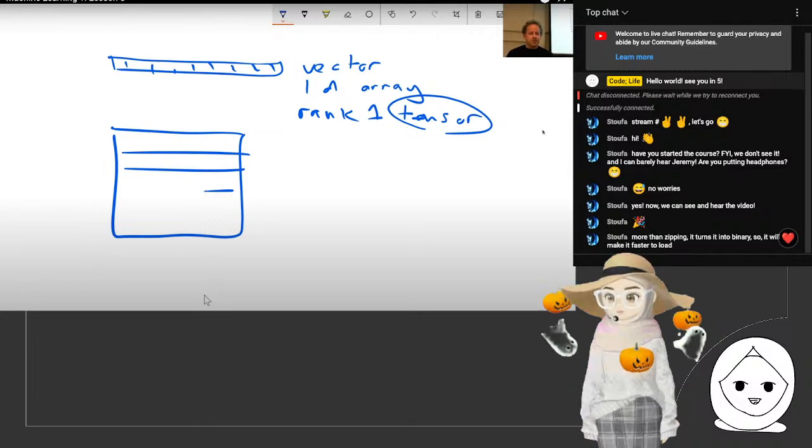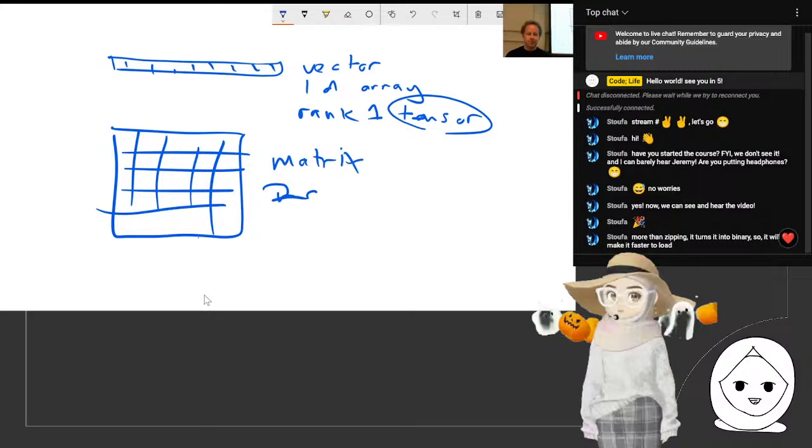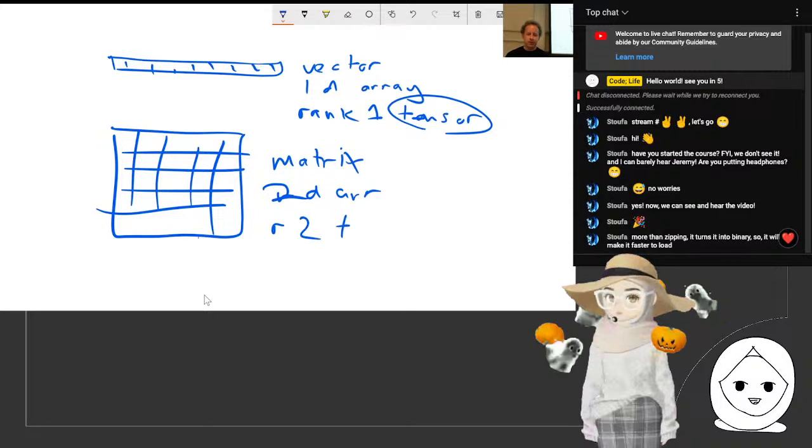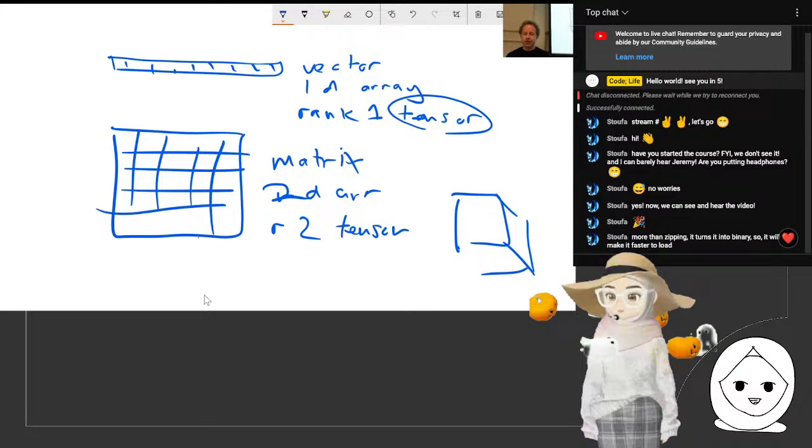So this is either a matrix or a 2D array or a rank 2 tensor. And so once we start to get into 3 dimensions, we start to run out of mathematical names.